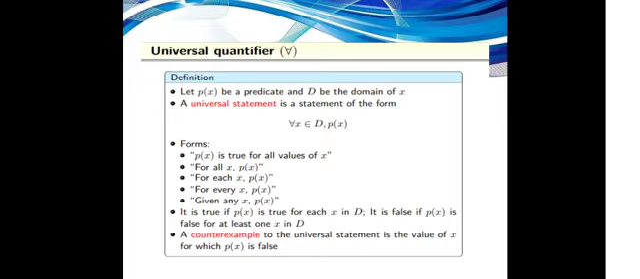The universal quantifier is a statement of the form for every x belonging to D, P of x. That is, P of x is true for all the values of x. The phrases for all x, for each, for every and given any, all these statements belong to the universal quantifier.